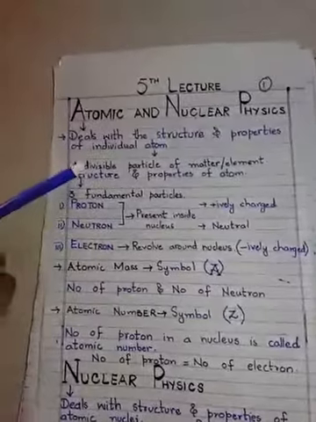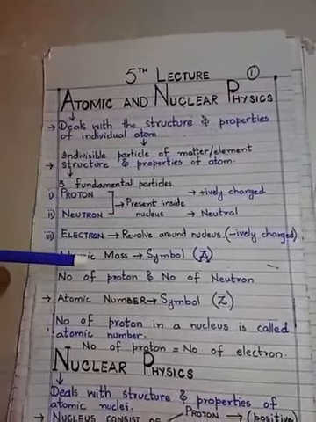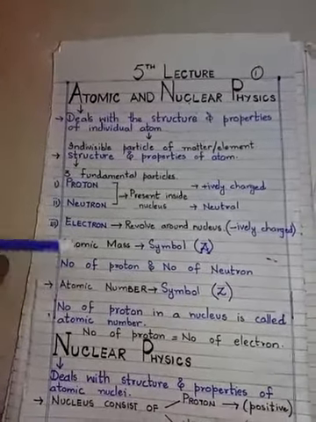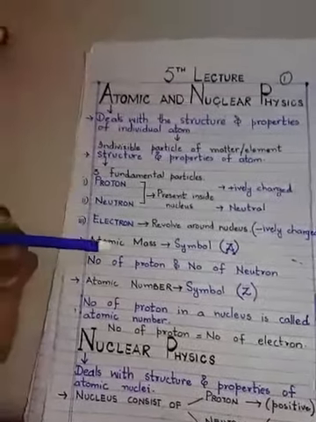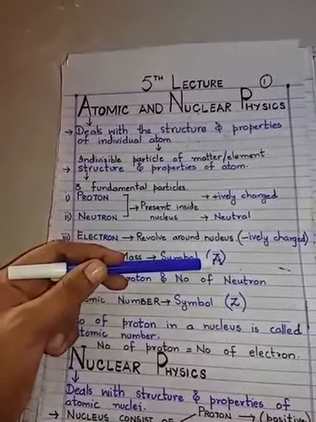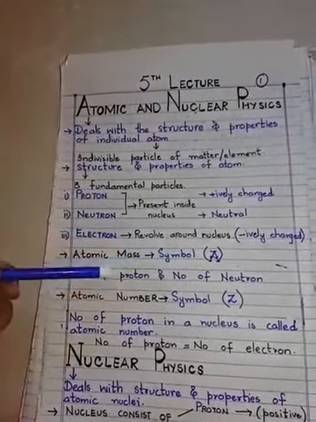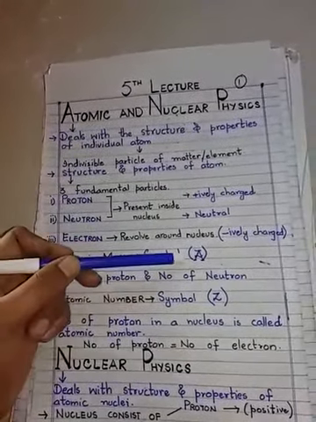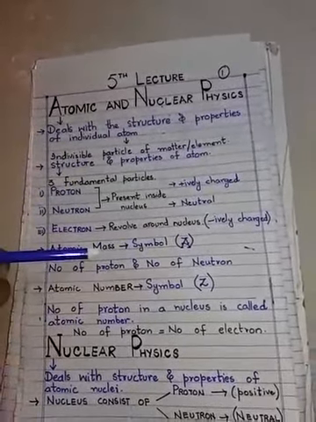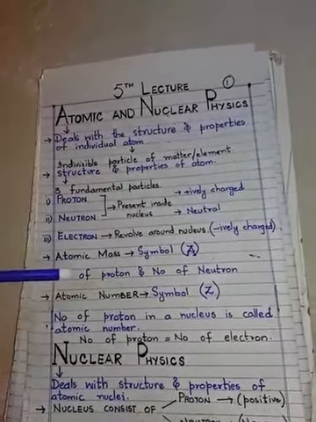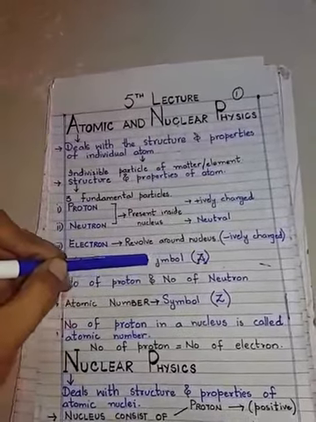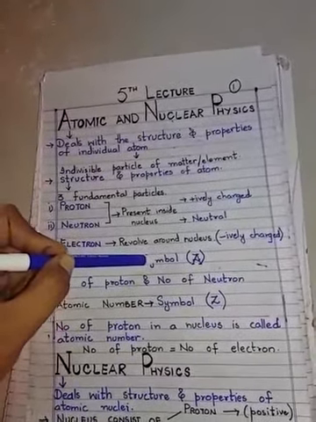In this atomic physics we also discuss atomic mass, that is, what is the atomic mass of an atom and what is the atomic number of an atom. The symbol used for the representation of atomic mass is capital A. And how can we define atomic mass? The atomic mass of an atom can be defined as the sum of the number of protons and the number of neutrons.